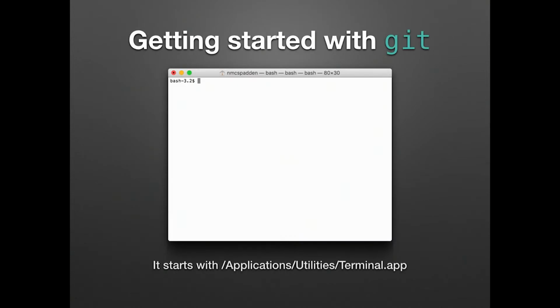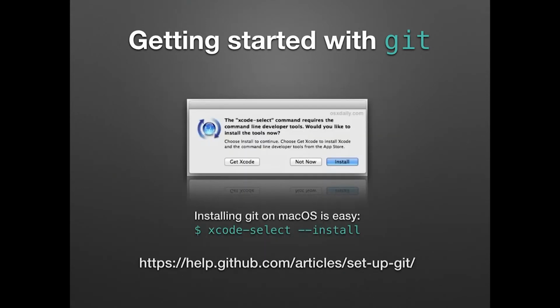Git starts at the terminal. If you've never used a terminal before, this is going to be hilarious for you. Installing on Mac OS X is actually really easy. You type in pretty much any of the Git commands, and you'll get a prompt a lot like this. You type in git, you type in Xcode. If you don't have Xcode installed, you'll get a prompt that asks you to download it. So, any machine, easy to do.